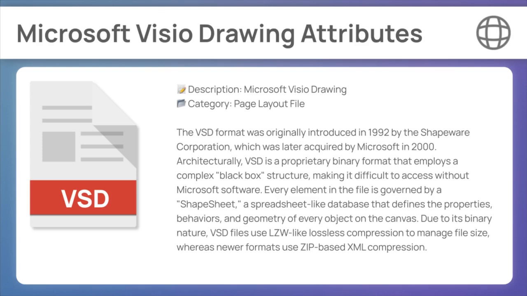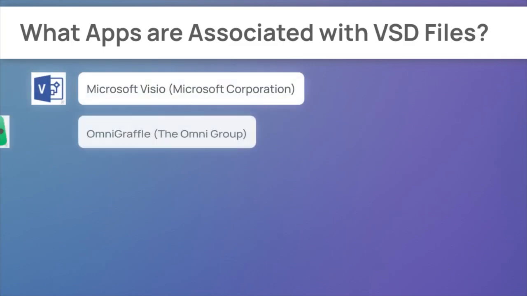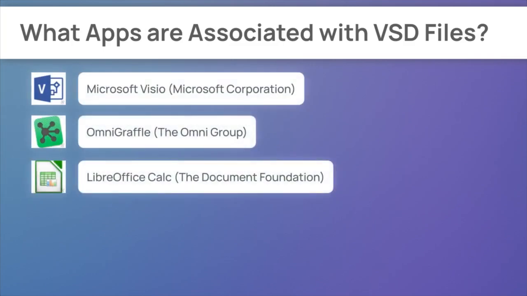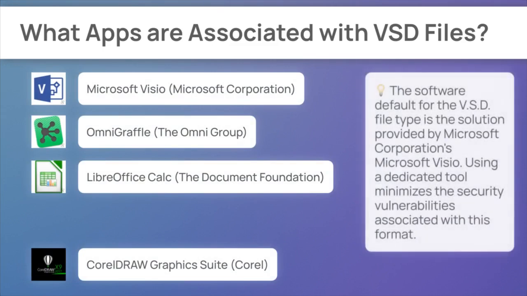Due to its binary nature, VSD files use LZW-like lossless compression to manage file size, whereas newer formats use ZIP-based XML compression. Microsoft Visio is the standard set by Microsoft Corporation for accessing the VSD format. The file is susceptible to corruption when accessed by standard Windows processes. Windows cannot display interactive or complex layout components, so full access requires layout software.